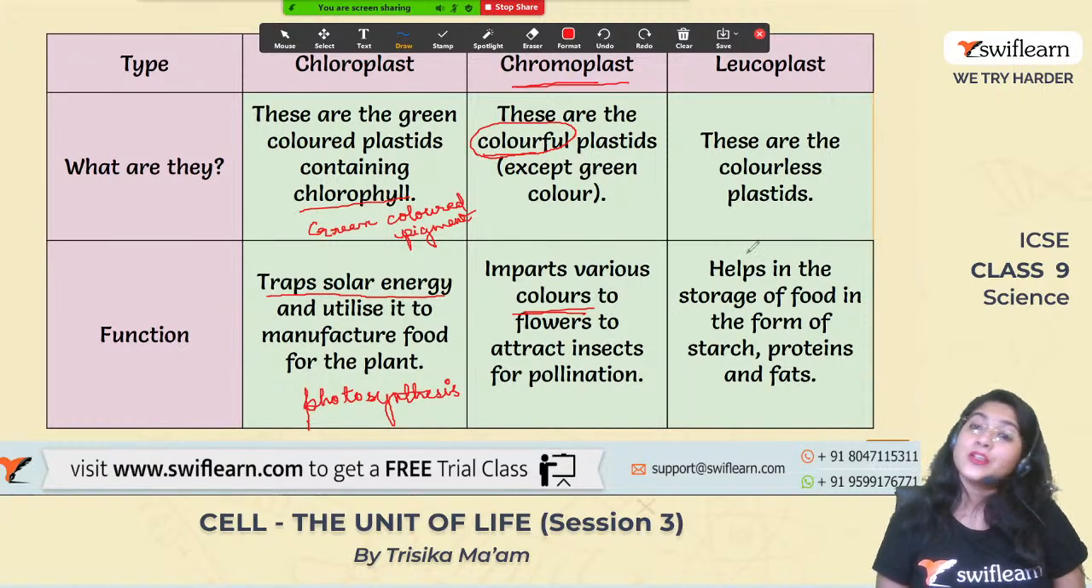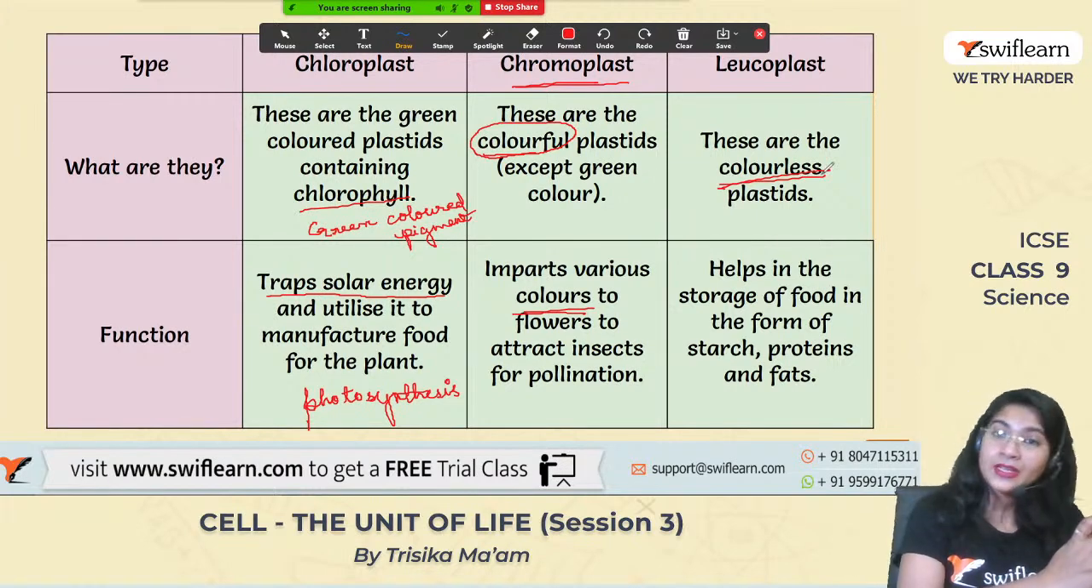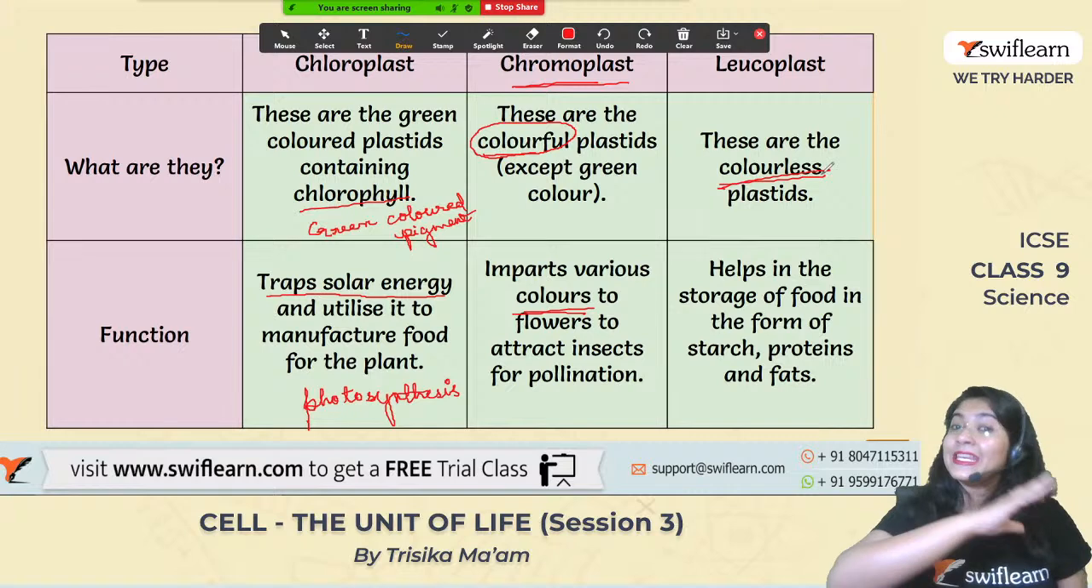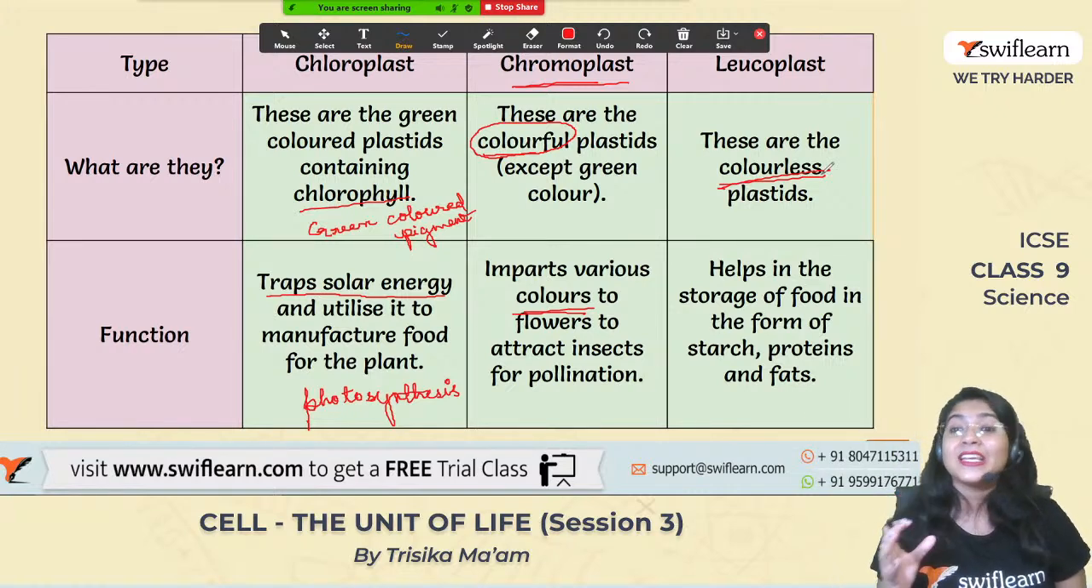So what are the leucoplasts? These are the colorless plastids. This is the only plastid which does not have any sort of color. So chloroplasts contain green color, chromoplasts contain different types of color other than green, and leucoplasts are colorless plastids. Fine, they do not contain any sort of color.